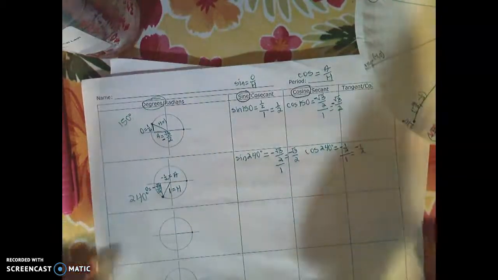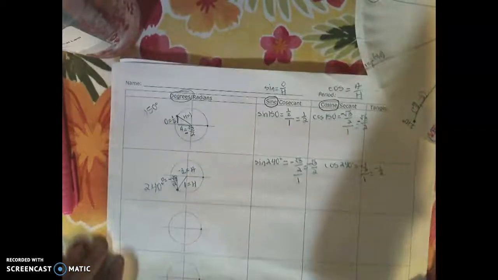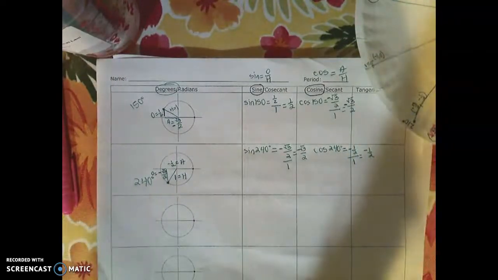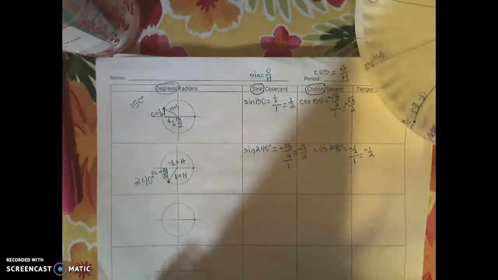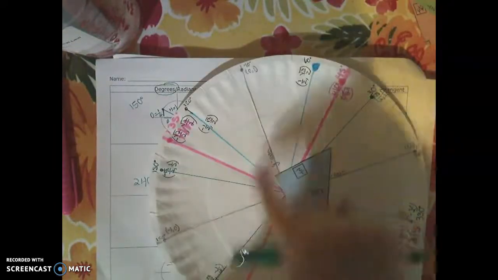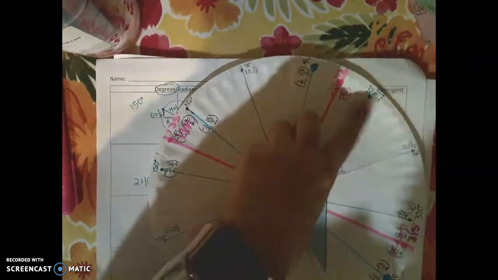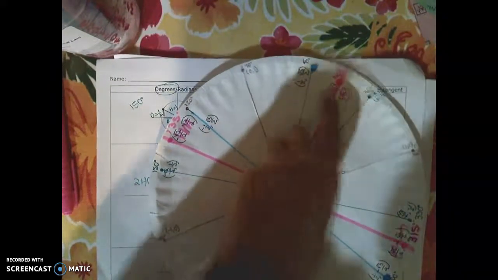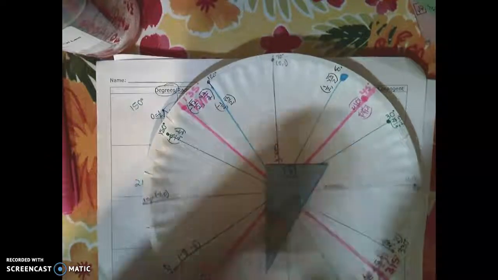Okay? So now you're going to do the same thing for the other 6 spaces. You're just going to randomly pick any degrees you want that is on a green, pink, or blue line, or whichever colors you used. As long as it's not on the x-axis or the y-axis, you're good.